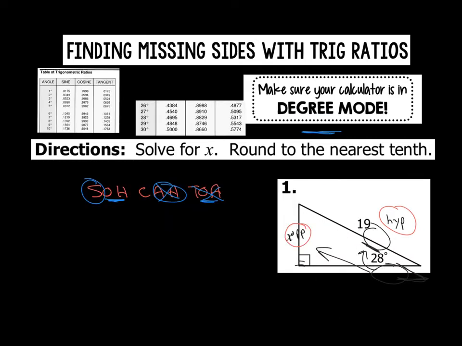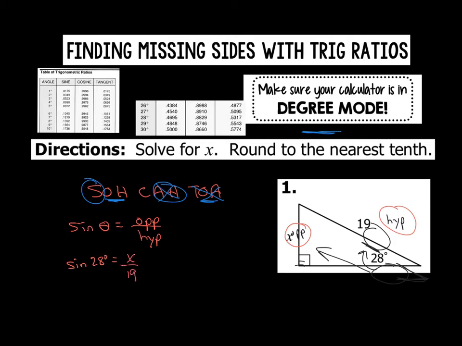First, I'm going to set up the ratio. I know that the sine of an angle, and we'll call this theta, is equal to the opposite side divided by the hypotenuse. Okay, that's the ratio. Now the actual angle in question, we're talking about the sine of 28 degrees is equal to what? The opposite side, which is x, divided by the hypotenuse, which is 19.